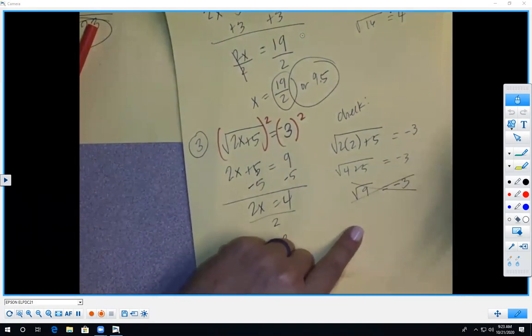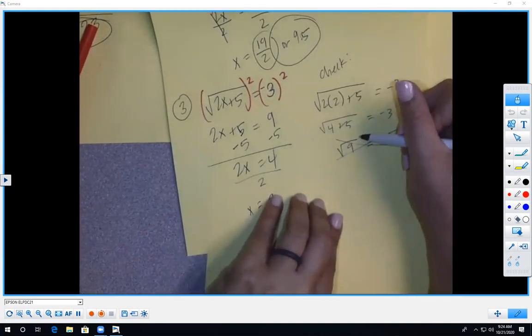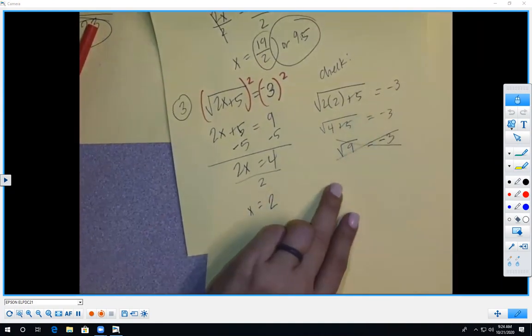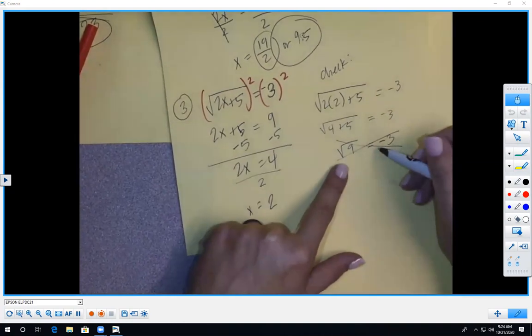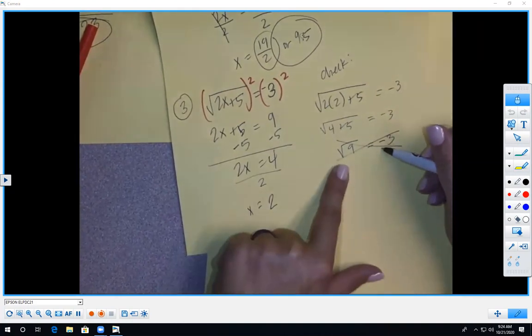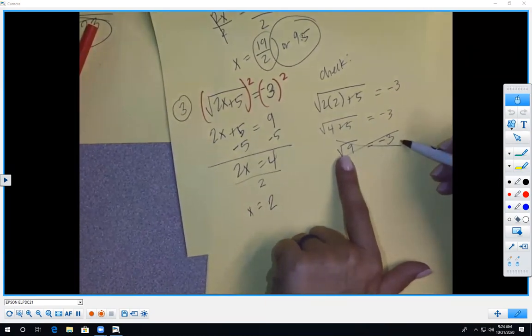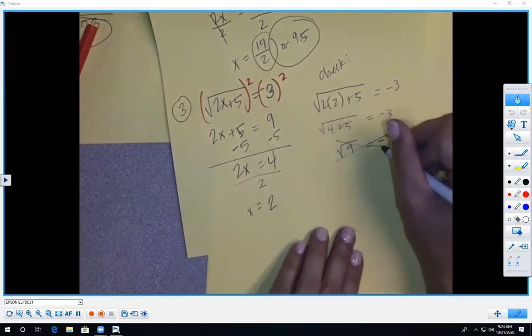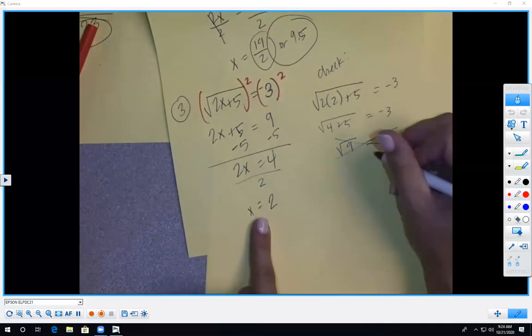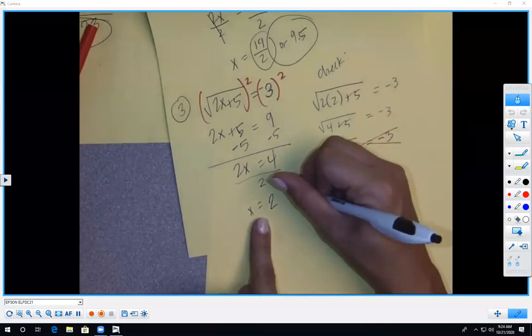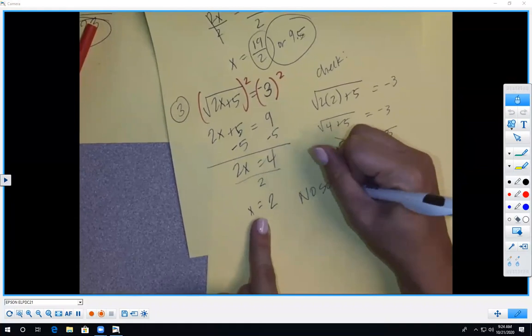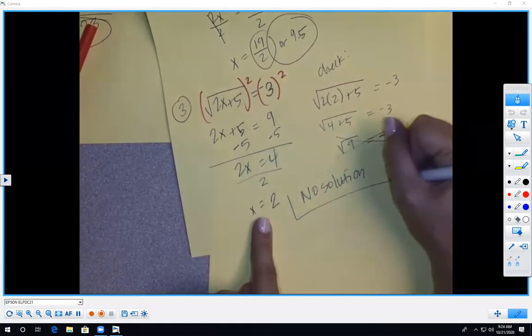And that's a little bit confusing because when we're putting a square root in the problem to solve it, we have to put both situations. But in this case, like in real life, if you type this in your calculator, the square root of 9 is positive 3. It's not negative 3, right? So when I plug in 2, this does not work. Okay, so this is a no solution problem because the one answer that could work doesn't actually work.